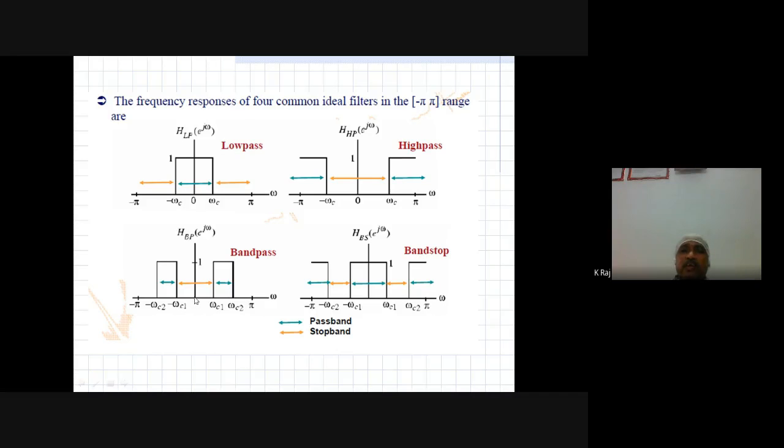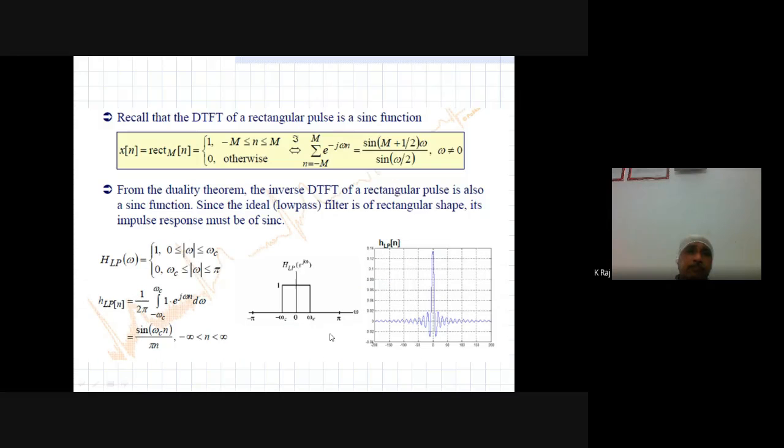Similarly, in the case of the left hand side, minus omega c1 to 0 will be considered as 0, minus omega c2 to minus omega c1 will be considered as 1, and from minus pi to minus omega c2 it will be considered 0 here. So in this graph we are using the blue lines for the pass band, and the yellow shows the stop band range.